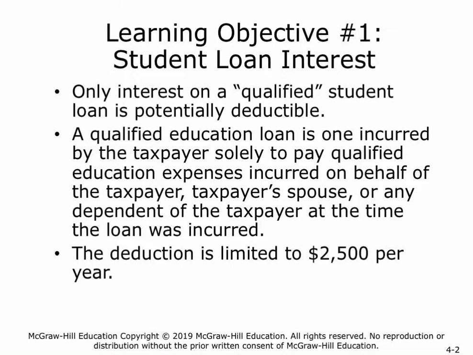And that qualified student loan is going to be one in which the taxpayer uses the money for qualified educational expenses for either themselves, their spouse, or a dependent during that period of time when the loan is incurred.